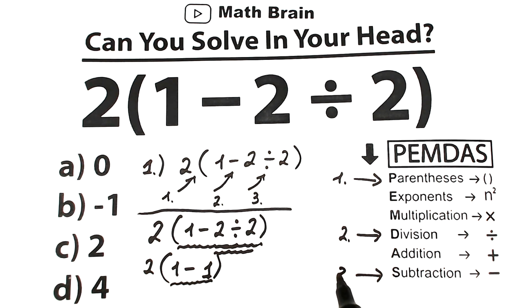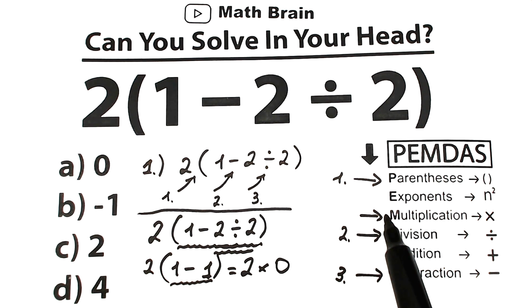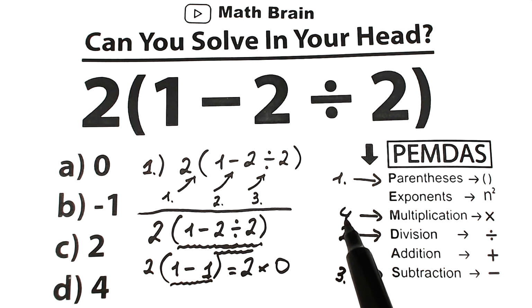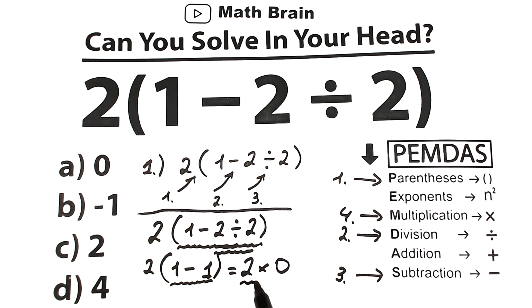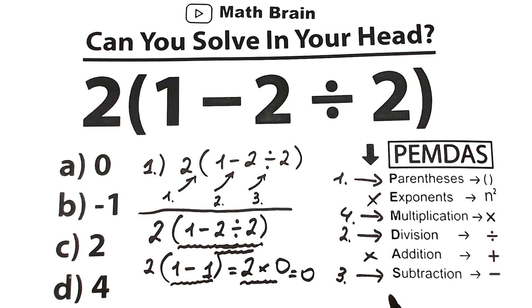This is our third step, subtraction, so we have 2 times, right here, 1 minus 1, equal to 0. Then basic multiplication: this is our last step, so 2 times 0 equals 0. We don't have addition, we don't have exponents. So this is our explanation about the PEMDAS order of operation.